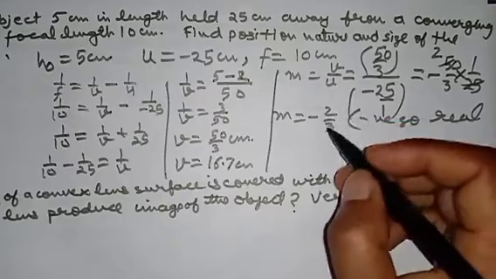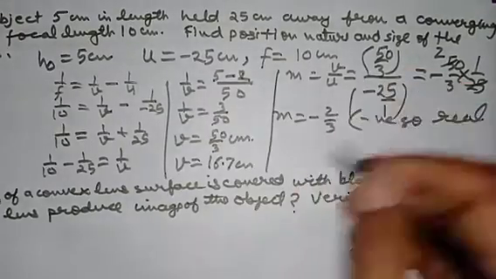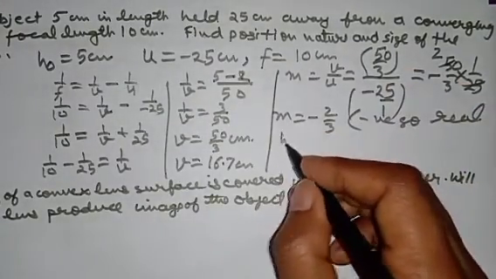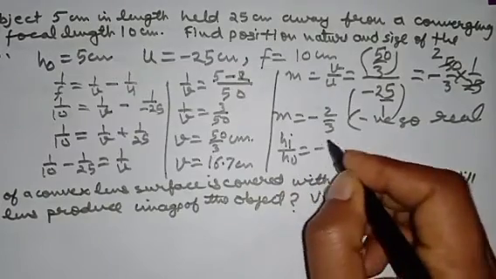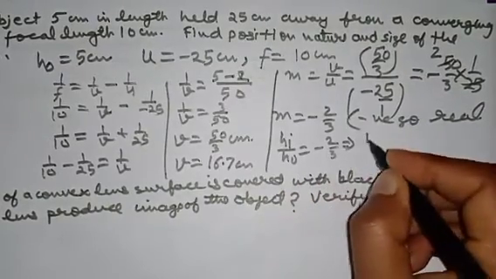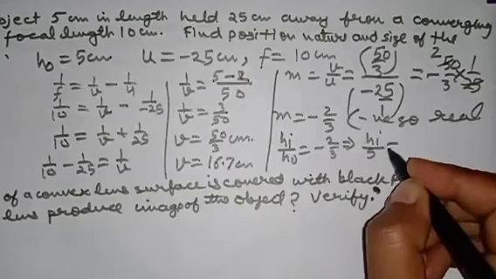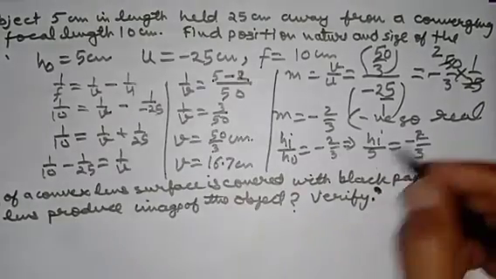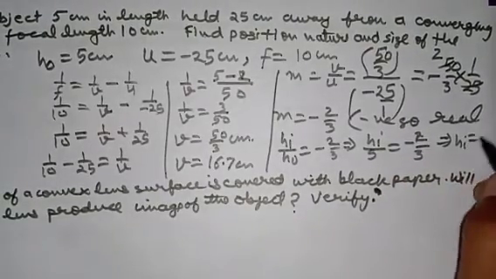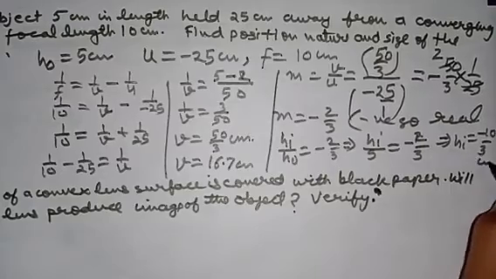And less than 1, so smaller image, but we can even calculate it. In the place of m, we can put h_i upon h_o equal to minus 2 by 3. h_i we have to find, h_o we know it is 5. So minus 2 by 3. So after cross multiplying it, h_i is equal to minus 10 by 3 centimeter.